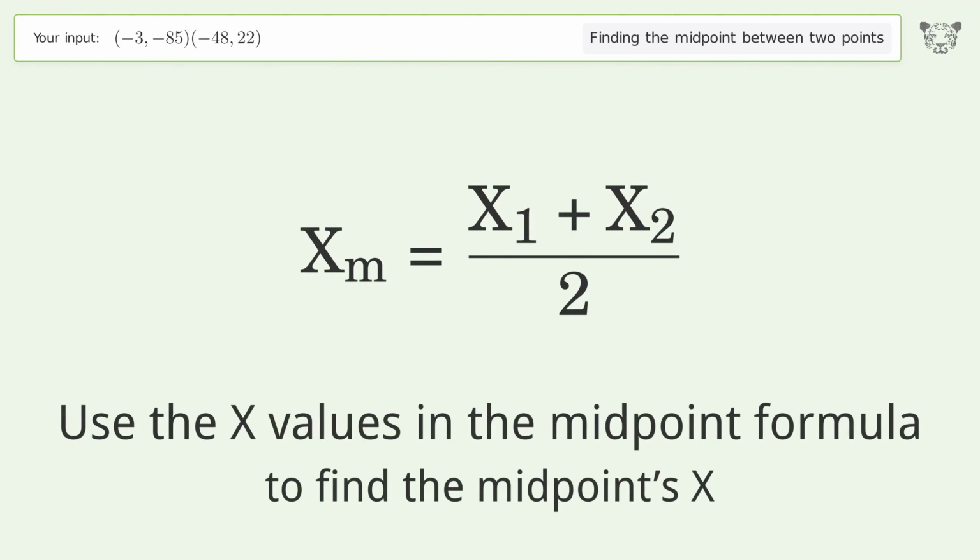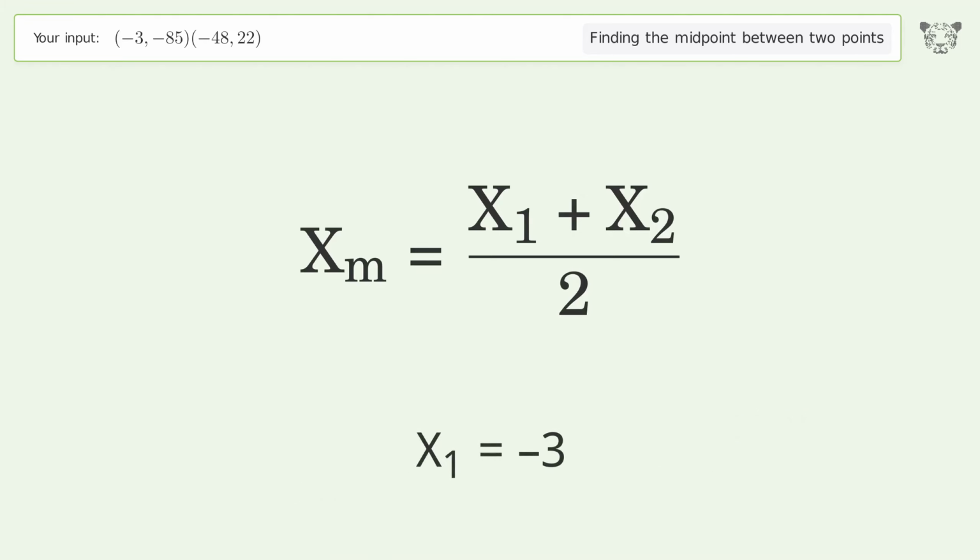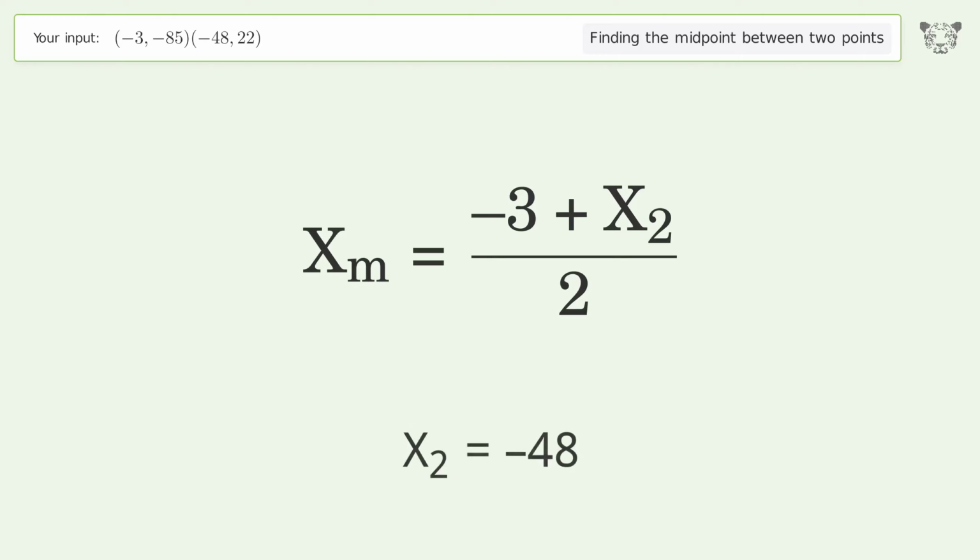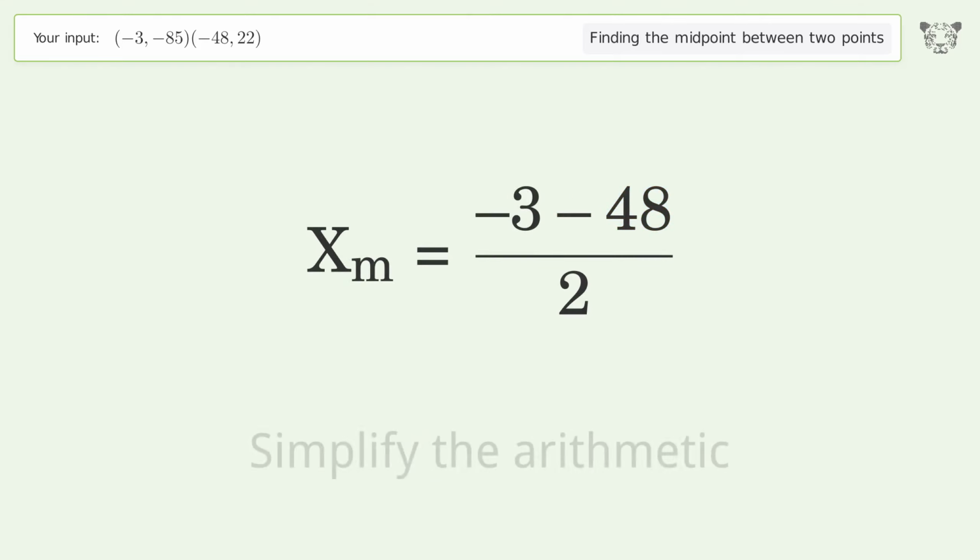Use the x values in the midpoint formula to find the midpoint's x. x1 equals -3. x2 equals -48. Simplify the arithmetic.